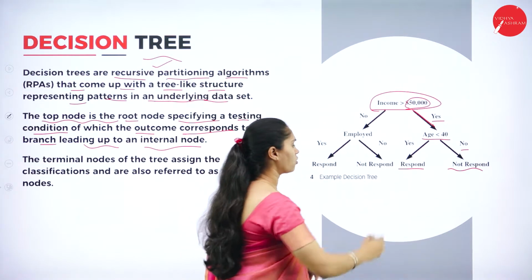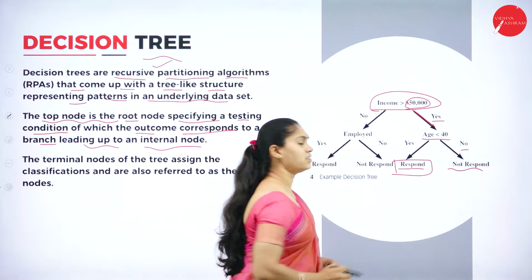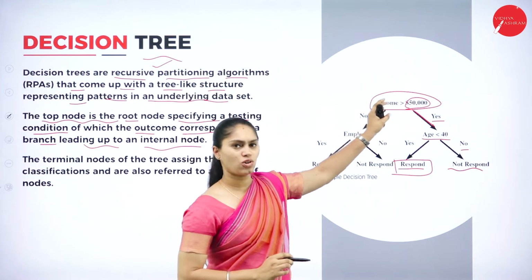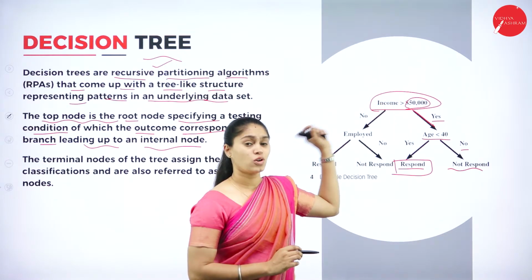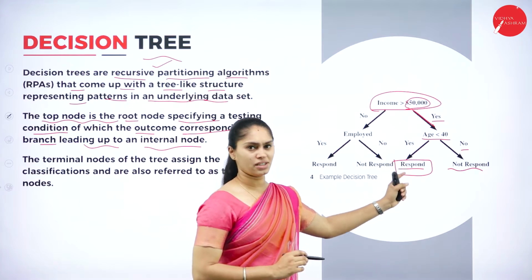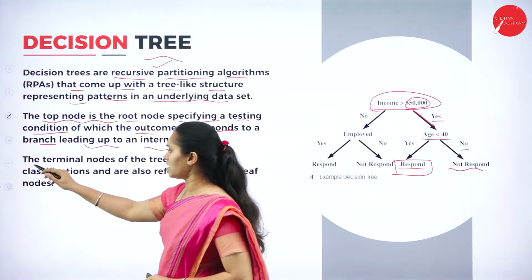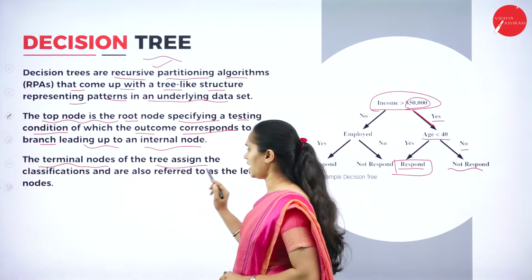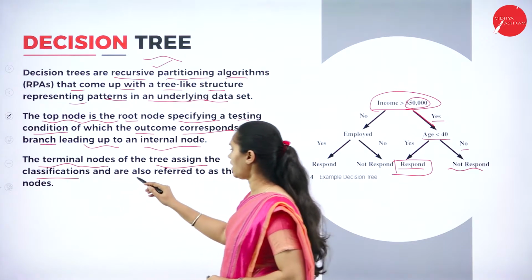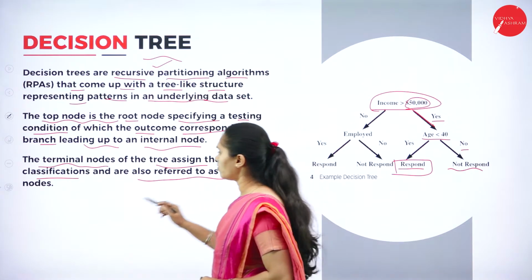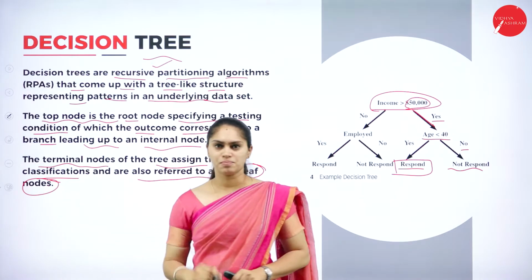Okay, so we are going to call this node a terminal node. The first node, or top node, will be termed the root node, and the last node will be termed the leaf node or terminal node. So you can see here, the terminal nodes of the tree assign the classification and are also called the leaf of a tree or a leaf node.